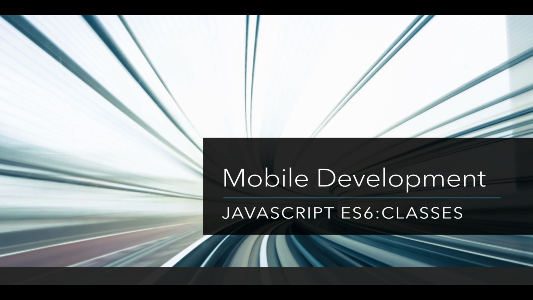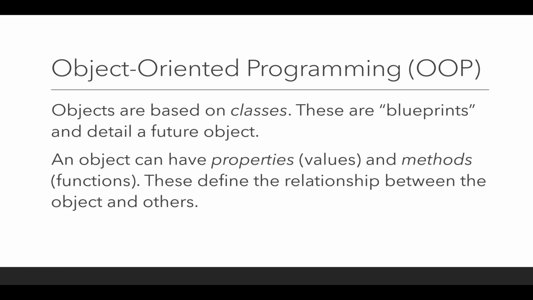JavaScript ES6 classes. Objects are based on classes. These are blueprints and detail a future object. When we're talking about object-oriented programming, we describe an object as having properties, these are values it has, or methods, these are functions it has as part of this object.